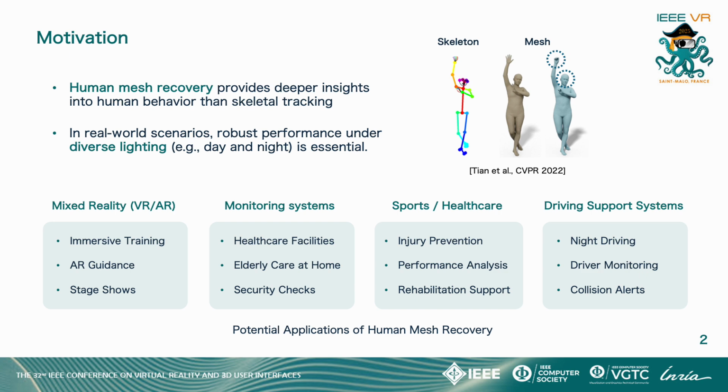For example, mixed reality applications vary in brightness, from immersive training to stage performances. Healthcare monitoring demands 24/7 reliability, while sports and injury prevention require precise motion capture under changing light. Driving support systems must function in both bright and low light conditions. These examples underscore the need for mesh-based tracking that works in any lighting environment.